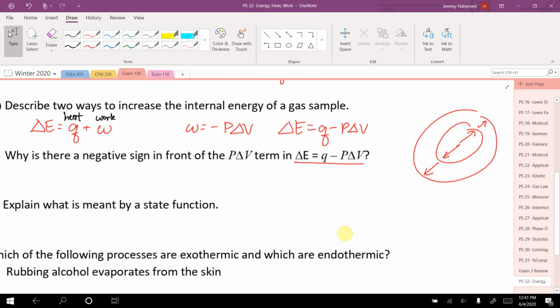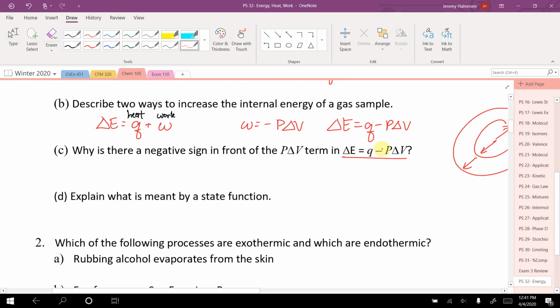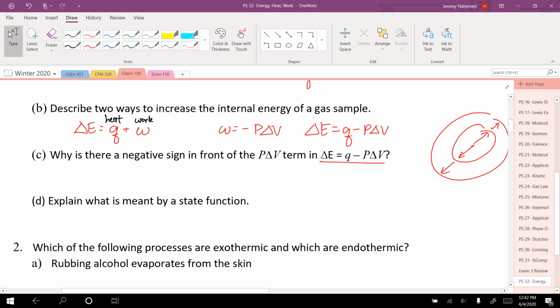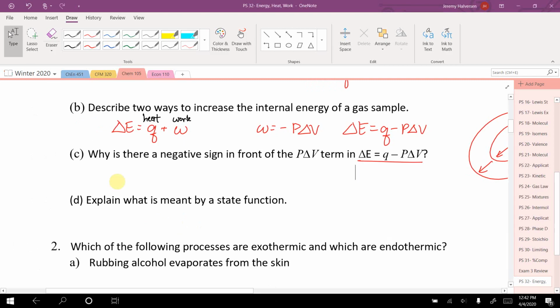Well, the reason is because work is negative P delta V, and why is work negative P delta V instead of just positive P delta V? Well, we said that if a gas is expanding, we want that work to be negative. Well, if it's expanding, then V final minus V initial, which is delta V, if it's expanding, V final is going to be bigger, so this is going to be a positive value. But we want the work value to be negative if it's expanding, so we need to have that negative out front to negate that.